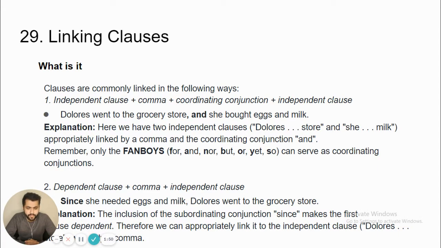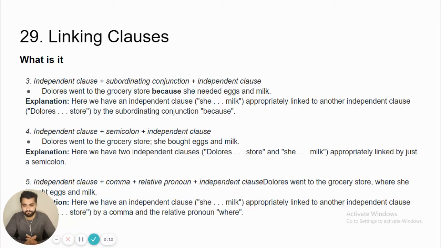Number two, dependent clause plus comma plus independent clause. Since she needed eggs and milk, comma, Dolores went to the grocery store. The inclusion of the subordinating conjunction since makes the first clause dependent. All right, so if you want to link a dependent and independent clause together, you can use a comma. Number three, independent clause plus subordinating conjunction plus independent clause. All right, so Dolores went to the grocery store because she needed eggs and milk.